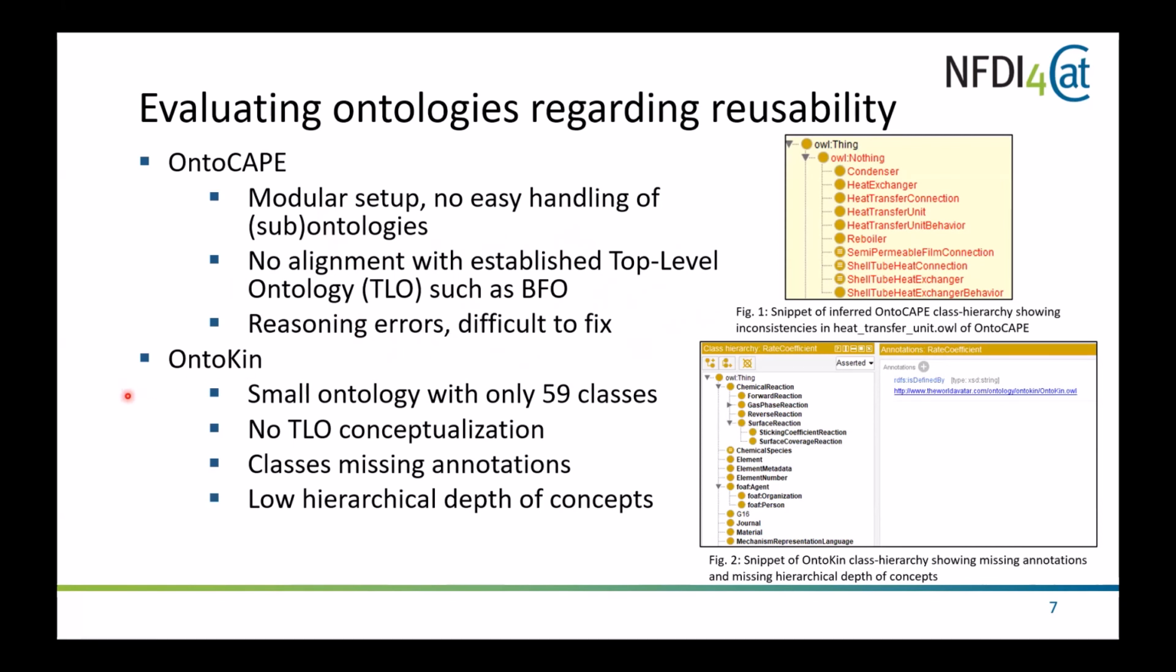The OntoKin is a very small ontology with only 59 classes. No top level ontology concept is behind that. Some classes are missing annotations, so it is not really operable for our purposes.